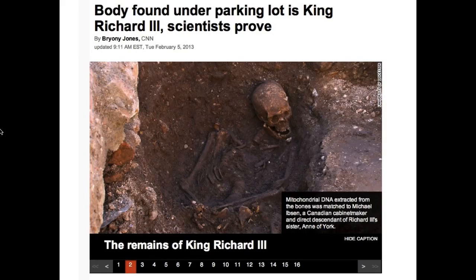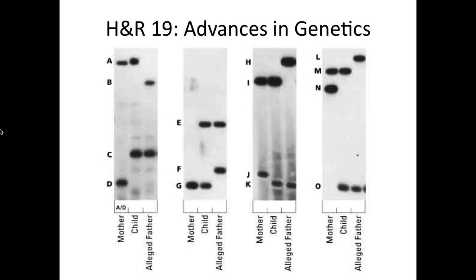So we've come a long way since Mendel and since the discovery of DNA, and genetic technology is now used in a number of ways. One way that you may be familiar with is in the context of crimes. We can use what's called a DNA fingerprint to identify a criminal based on DNA evidence collected at a crime scene. We can also use DNA fingerprinting to determine the paternity of a child.